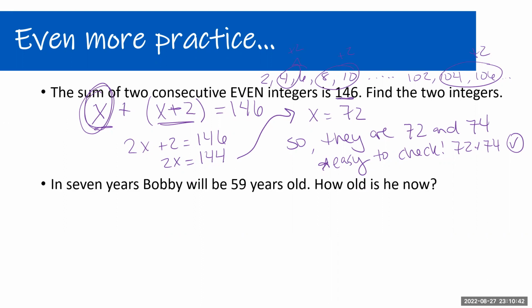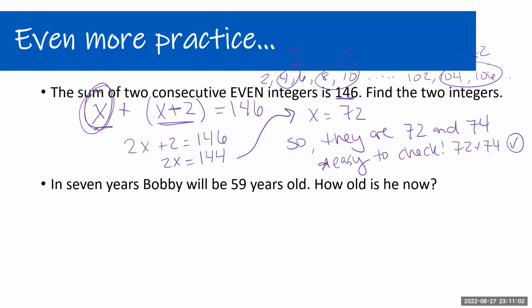So if you were to see on a test or something like that, the sum of two consecutive odd numbers, you do the exact same thing. x plus x plus 2 equals whatever that is, and you solve just like this. It'll still be plus 2 because odd numbers are still two numbers apart.